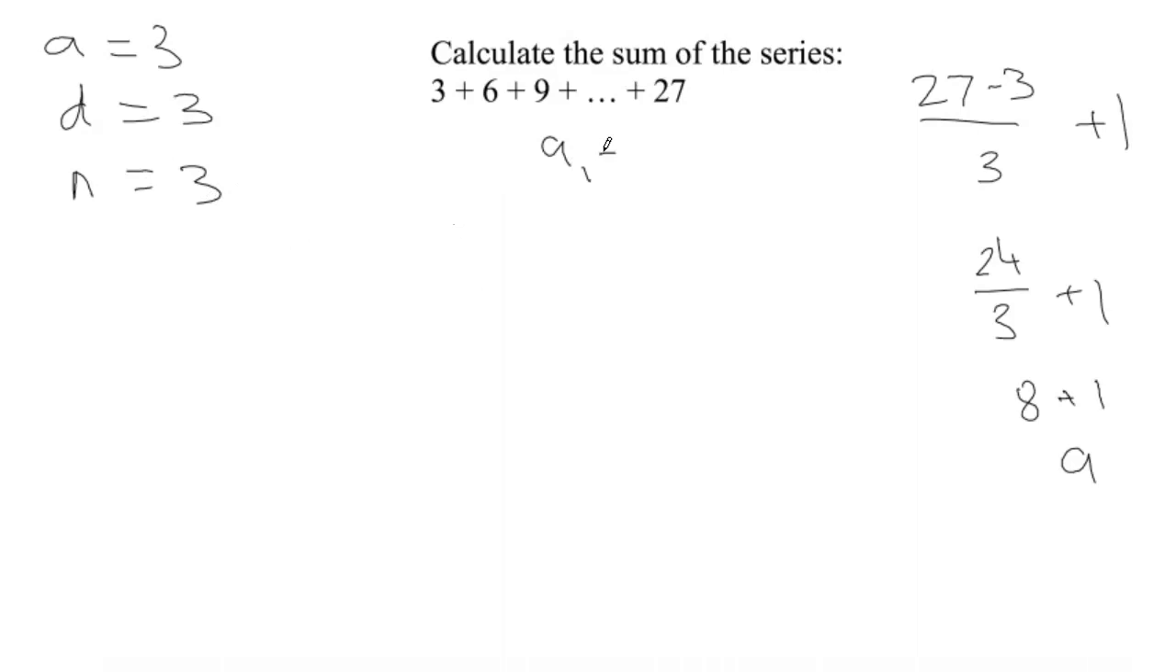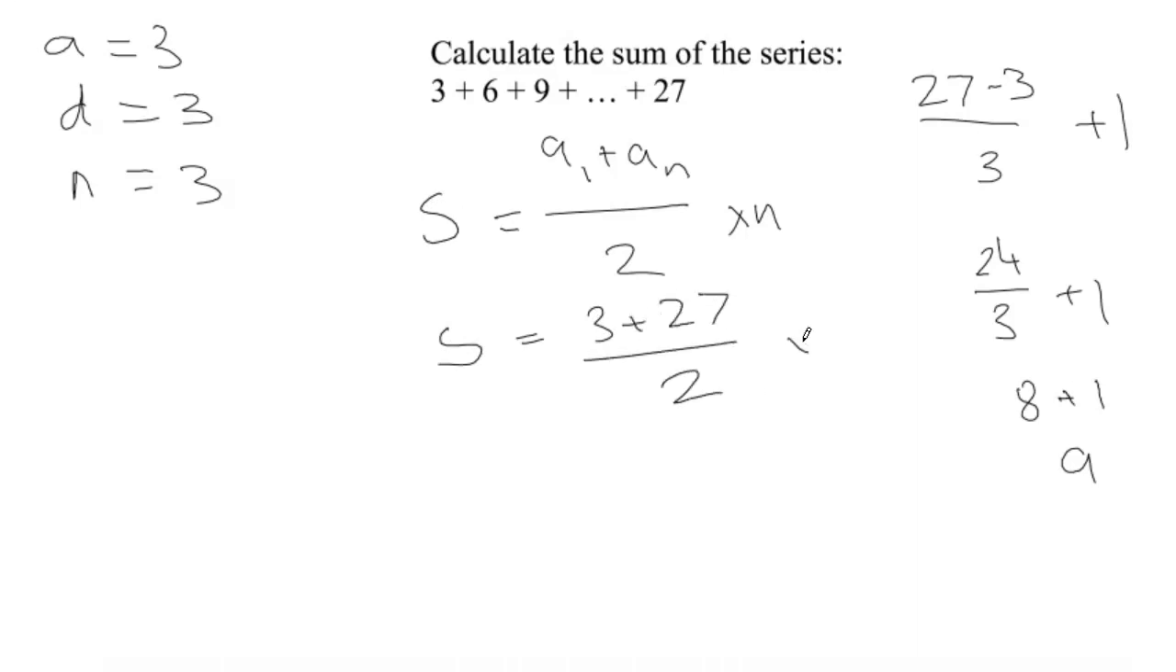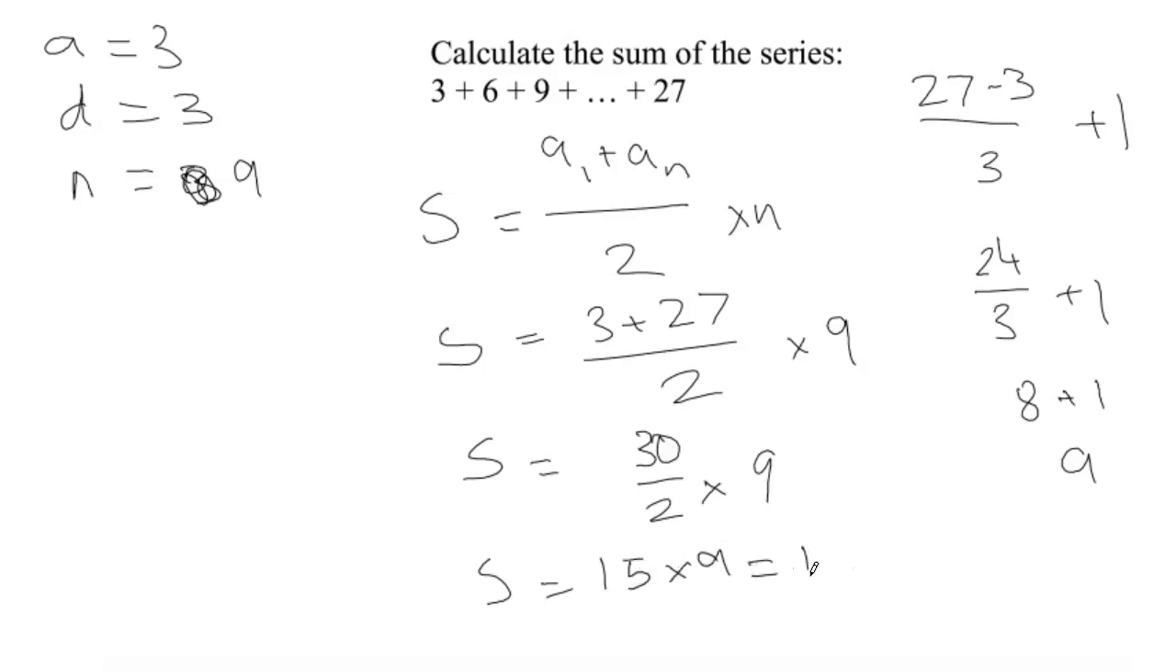So now let us calculate this. a sub 1 plus a sub n over 2 times N equals the sum. So the sum equals 3 plus 27 over 2 times, what's the number of terms? Not 3. What am I doing? 9. So the sum equals 30 over 2 times 9. So the sum equals 15 times 9 equals 135.